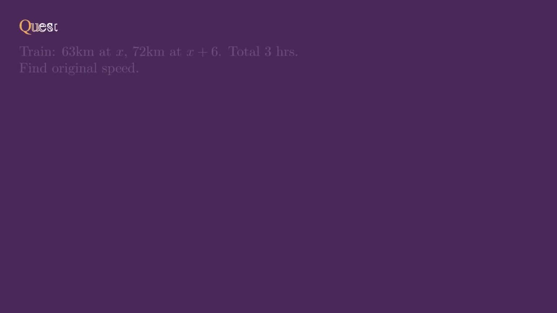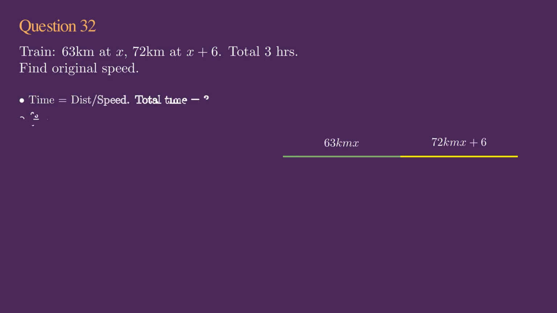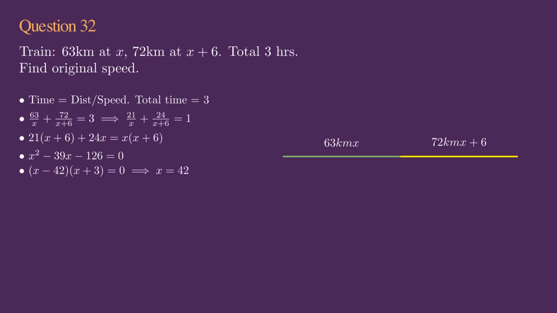Question 32. A train travels 63 kilometers at a certain speed and then 72 kilometers at a speed 6 kilometers per hour more. The total time is 3 hours. Find the original speed. Let the original speed be x. Time taken is distance over speed. The sum of times is 3 hours. Setting up the equation and solving the quadratic equation x squared minus 39x minus 126 equals 0, the original speed is 42 km per hour.